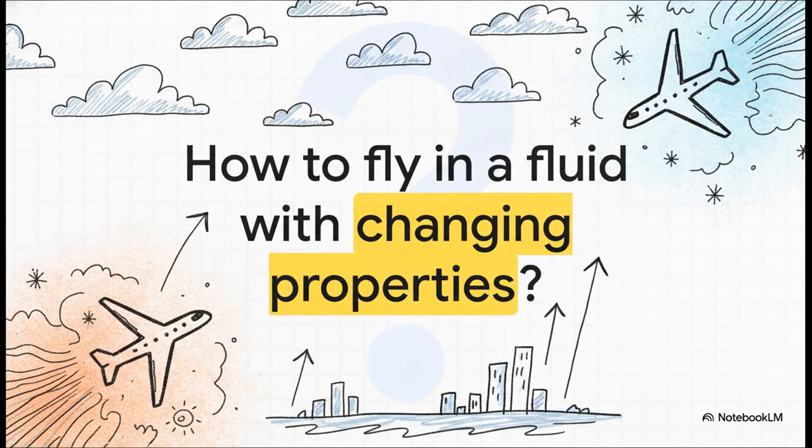To kick things off, picture this real-world paradox. How exactly do you design a machine to fly safely and efficiently through a fluid that completely changes its physical properties every few thousand feet? Think about it. The air down at sea level is thick and warm, but up at 30,000 feet, it's incredibly thin and freezing cold. If we want to really understand how airplanes work, we can't just start by looking at wings and engines. We have to start by decoding the actual invisible medium they fly through.